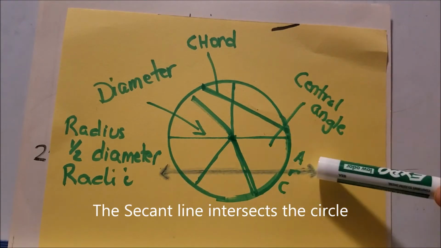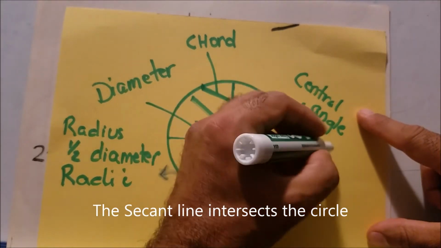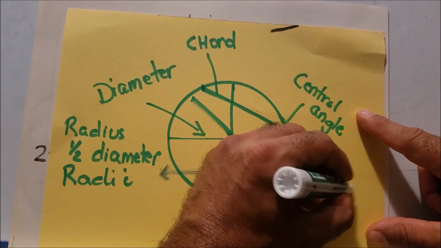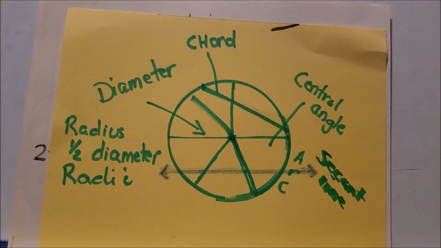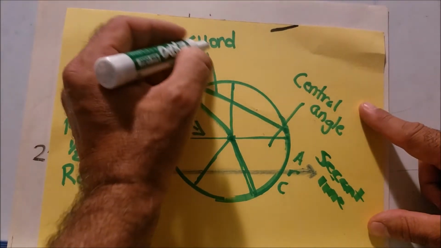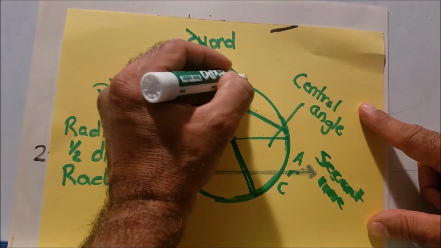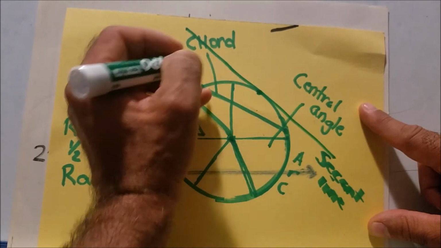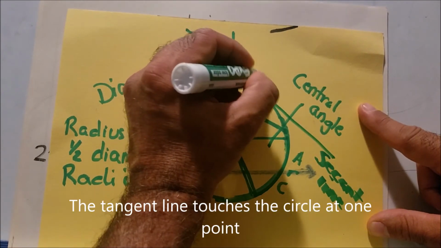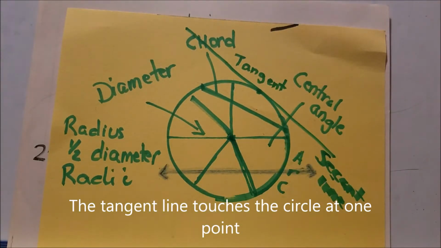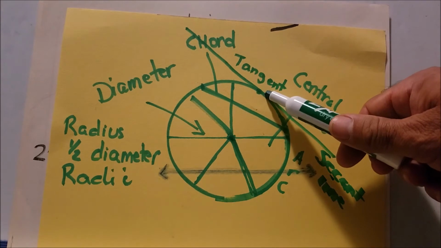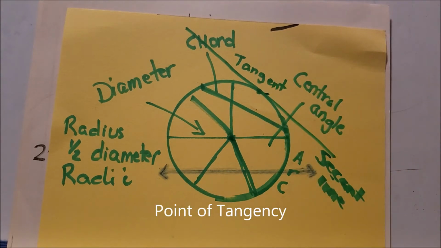It's intersecting the circle. So that's the secant line. And then you can also have a line that just touches at one point in the circle from the outside. Just touches, like right there. That's the tangent line. The tangent line. And they call it the point of tangency. The point of tangency. So those are some of the points and the parts of a circle.